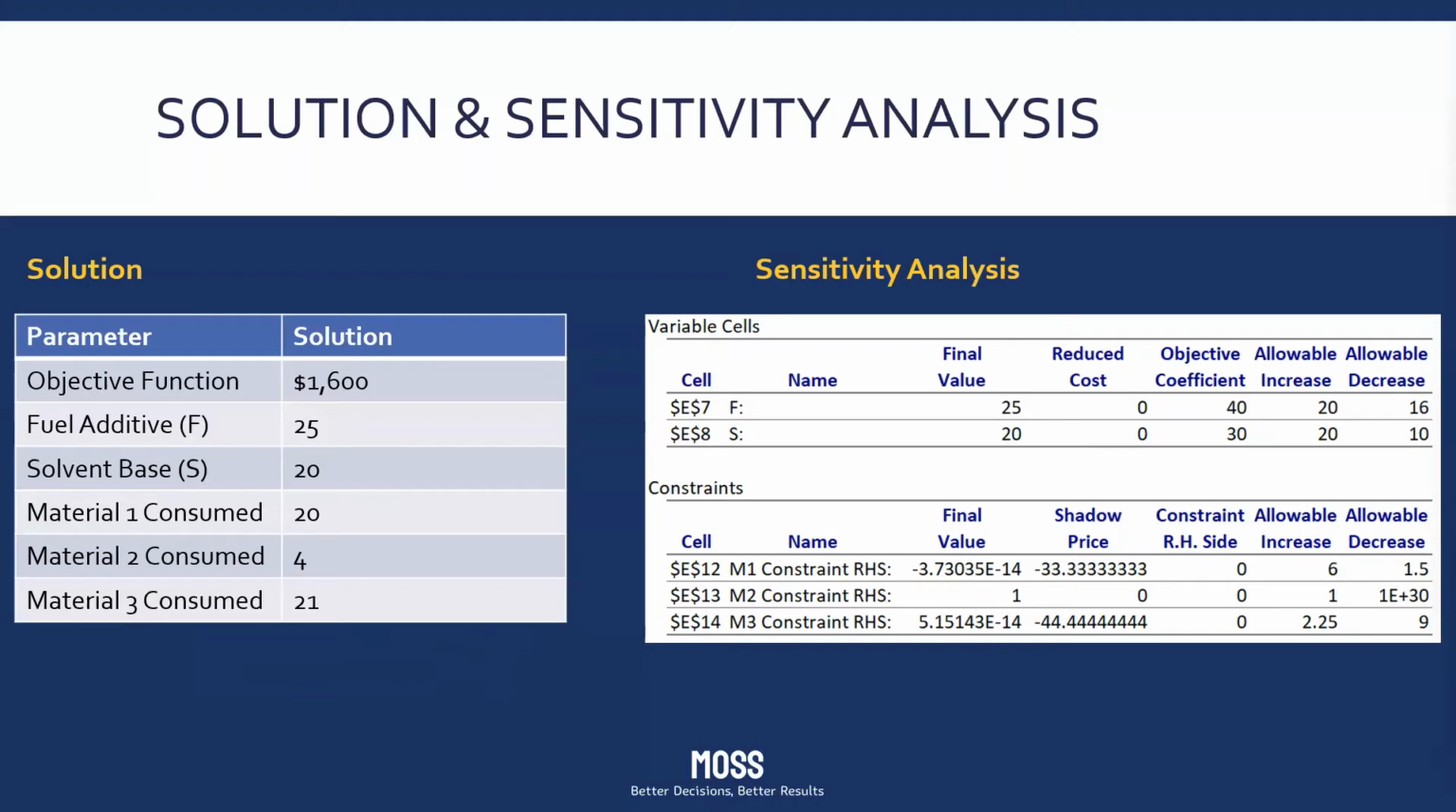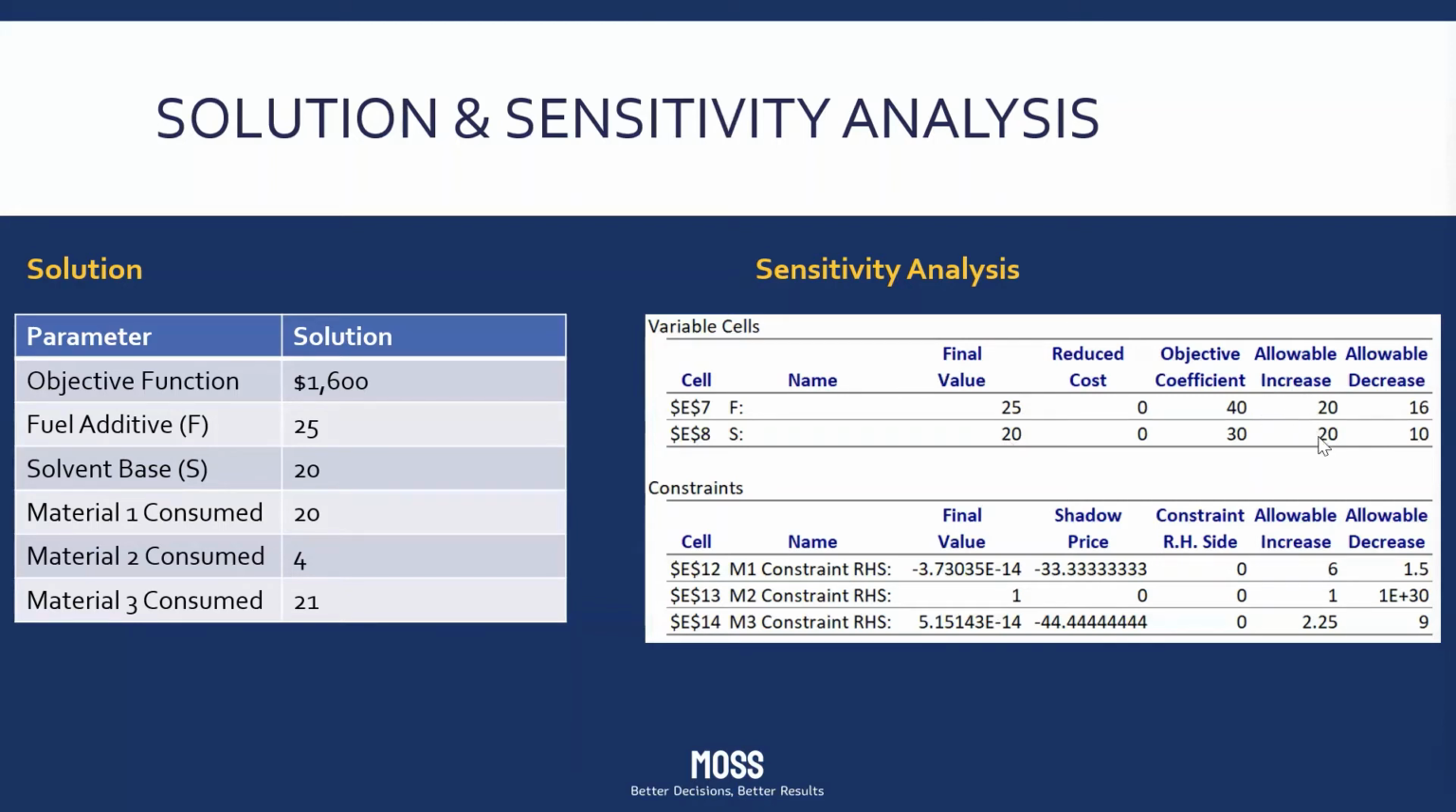And on the right here, we have an output of sensitivity analysis that is obtained from Excel. And essentially what you can see here is, in this top variable cells section, we have our final values of F and S of 25 tons and 20 tons. And we have an allowable increase and an allowable decrease for the objective coefficient. So putting this together, we know we make $40 a ton for every ton of fuel additive we produce, and $30 a ton for every ton of S, or solvent base, we produce. And the optimal solution is 25 tons and 20 tons respectively.